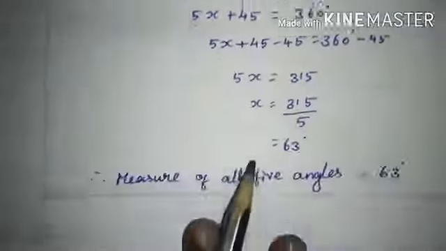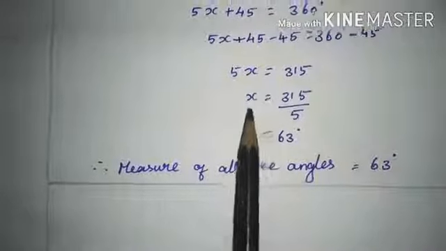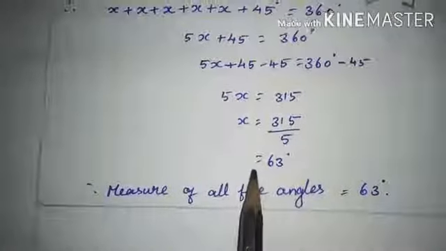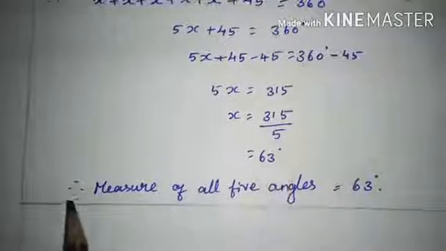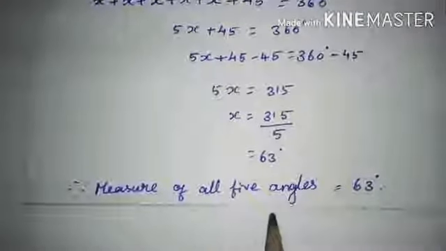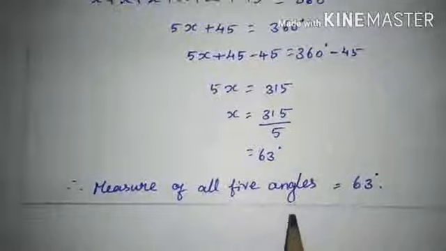To find the value of x, you have to divide it by 5. Therefore, x equal to 315 by 5, that is equal to 63 degree. Therefore, the measure of all the 5 equal angles is 63 degree.